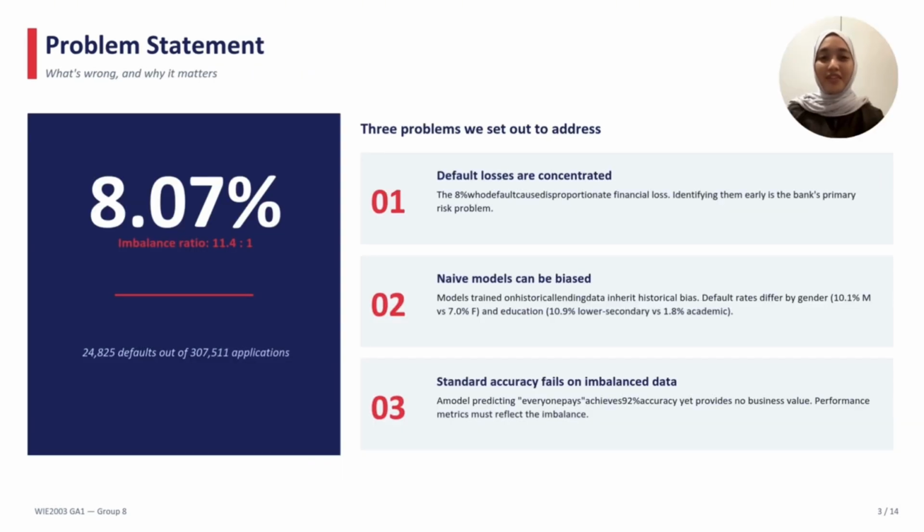Three problems. Out of 307,511 applicants, only 8% defaulted, a severe 11.4 to 1 imbalance, so accuracy is misleading. Default rates differ by gender, 10% male versus 7% female, and by education, 11% lower secondary versus under 2% academic. We have to model around that bias, not encode it.